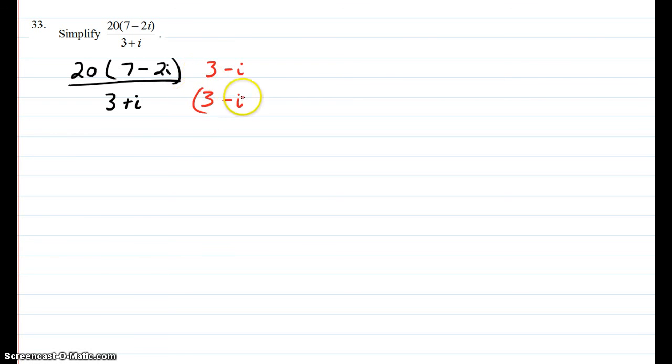Alright, for number 20 we're going to simplify. You could multiply the 20 in as your first step, but I'm not going to do that because I want to keep the numbers small. And so now here's an example where we'd use the complex conjugate. This will get rid of the imaginary number in the denominator. So we're going to multiply top and bottom by 3 minus i.